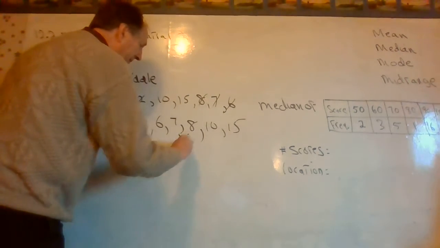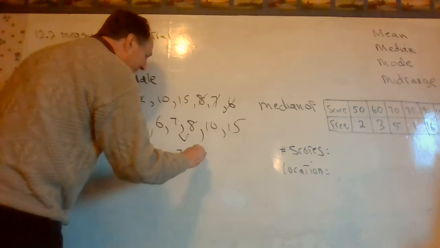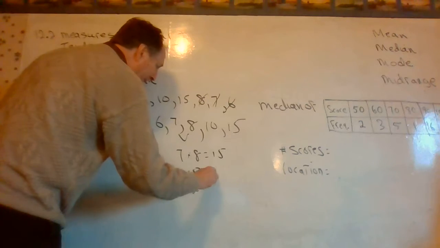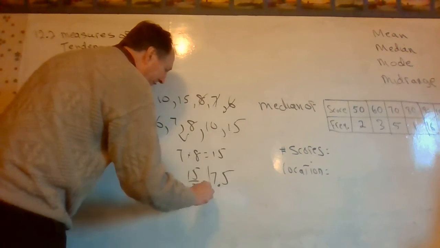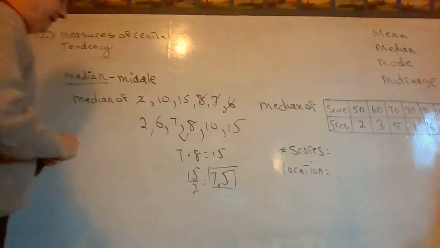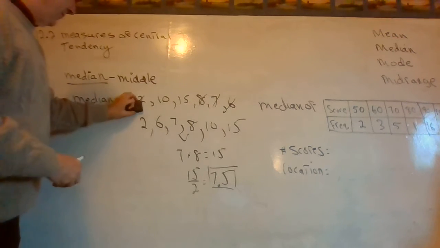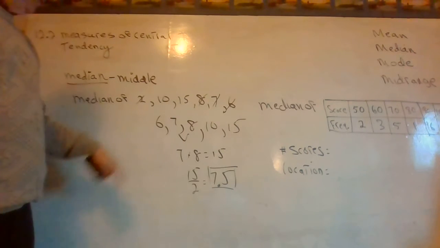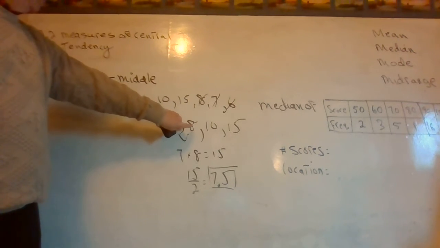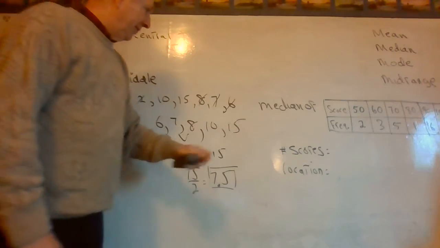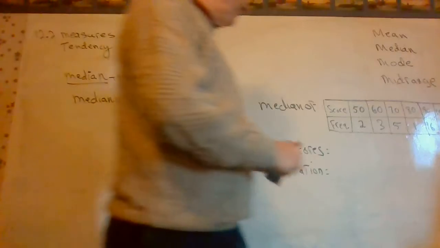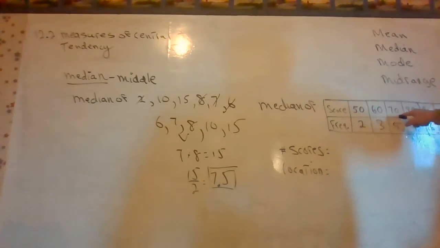So what we do is add these up and then divide by 2, and we get 7.5. 7.5 is the median. If, for instance, this score weren't here, then 8 would be the median. That's the middle score. So if you have an even number of scores, you take the 2 middle scores, halfway in between, 7.5. Now, if we have a frequency distribution, we have 50s, 60s, 70s, 80s, 90s, 100s.